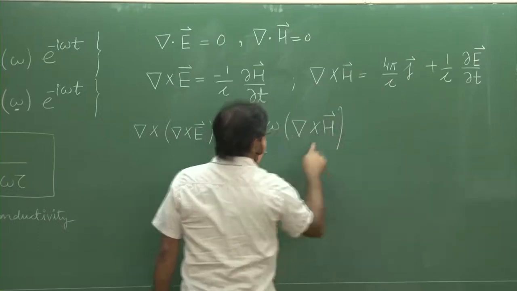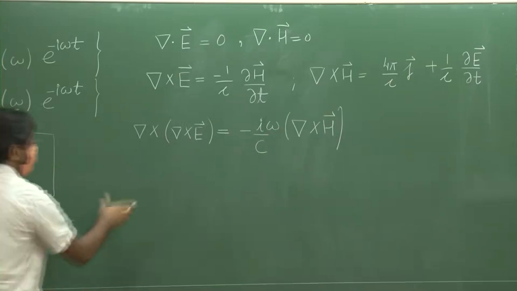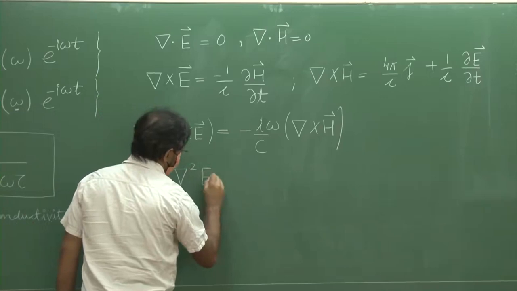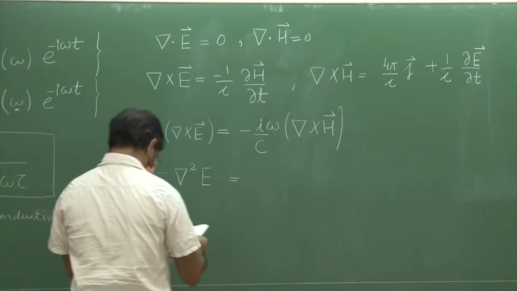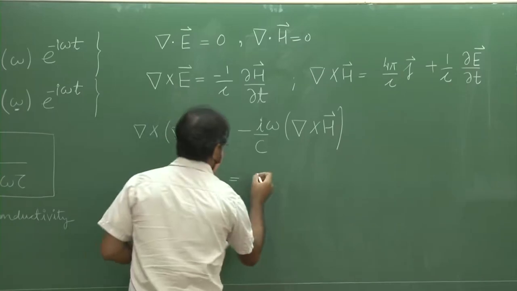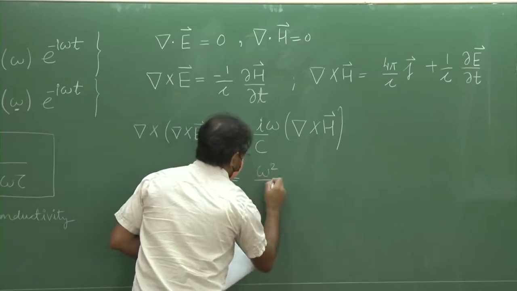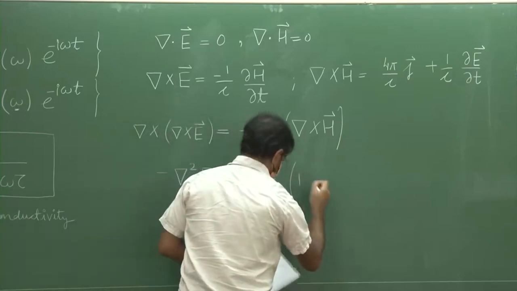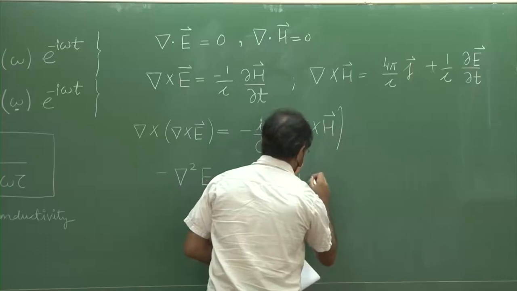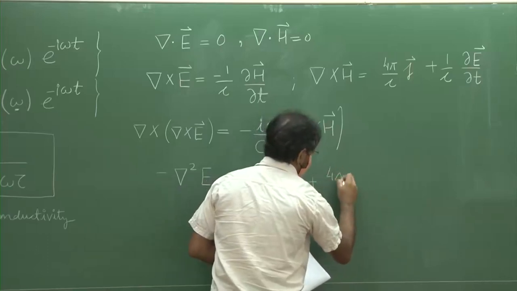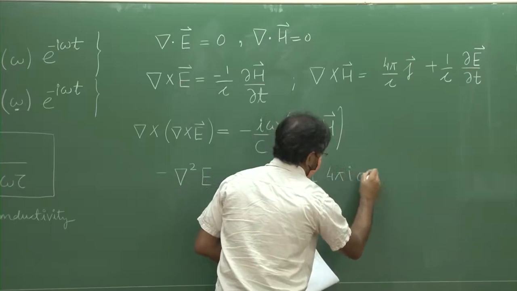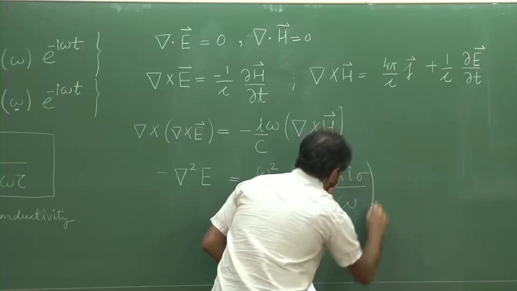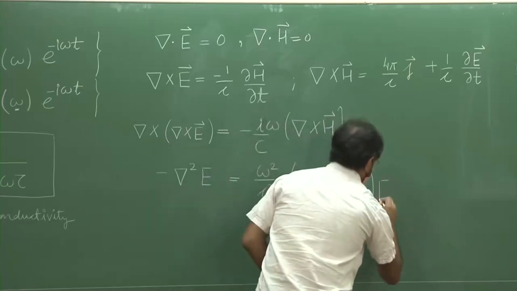Now, you know what is curl of H, you can plug that in over here, and this quantity will be nothing but minus del square E. So what you are going to get is something like this: del square E equals omega square over C square times 1 plus, after a bit of simplification, not much. You should be able to do this yourself, otherwise it will be a waste of class time. If you have difficulties, we can discuss it later. This will be E vector.